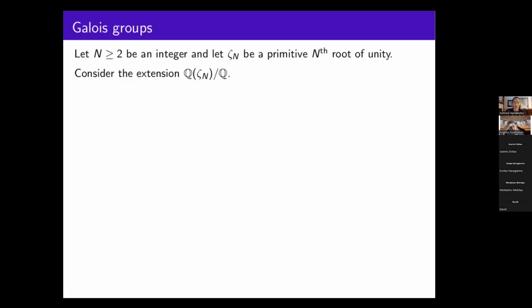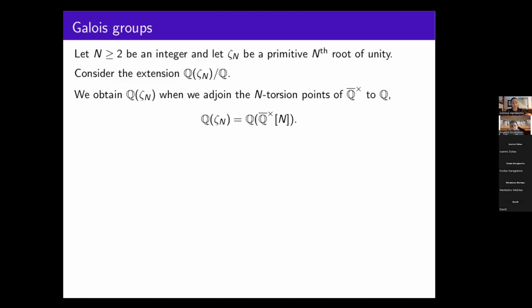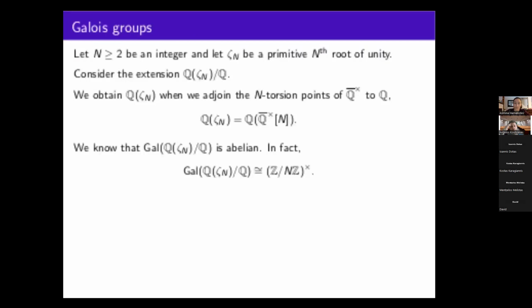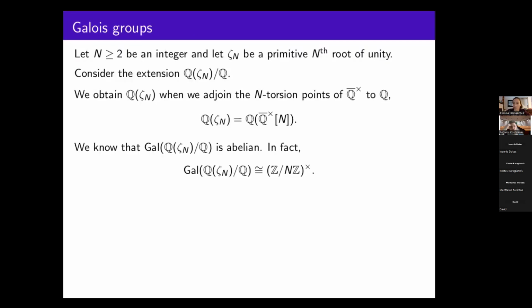Okay. So let ζ_n be a primitive nth root of unity, and let's consider this extension, the cyclotomic field over Q. We can obtain the cyclotomic field by adjoining the n-torsion points of Q̄* to Q, right? Because essentially roots of unity are just torsion points. So we know that the Galois group of the cyclotomic field over Q is abelian, and we know exactly what it is. It's isomorphic to (Z/nZ)*.